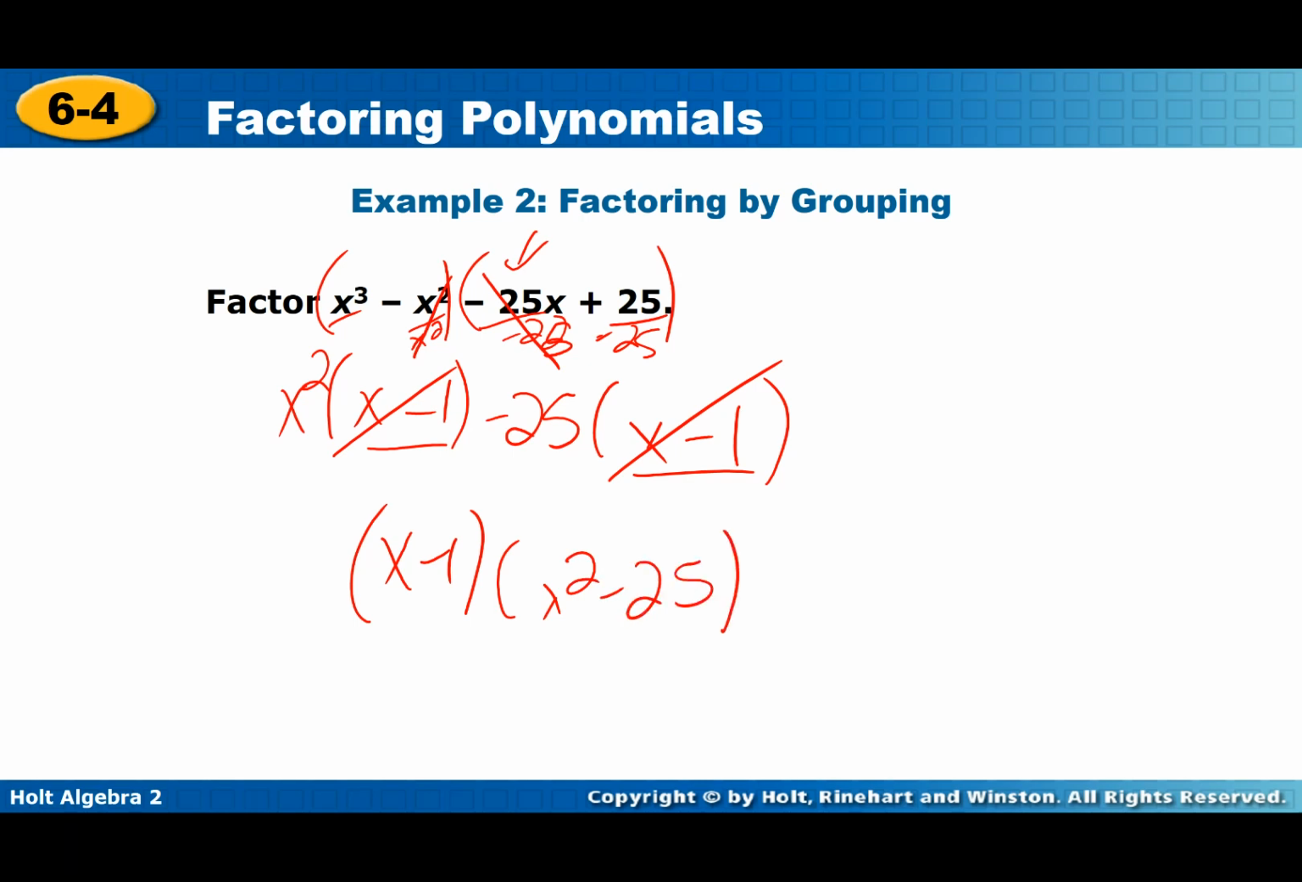But just like the last problem, this is still factorable by difference of squares. x times x, 5 times 5. So together that makes x plus 5 and x minus 5 as my factors. And don't forget to bring down the x minus 1. So there's your answer: x minus 1, x plus 5, x minus 5.